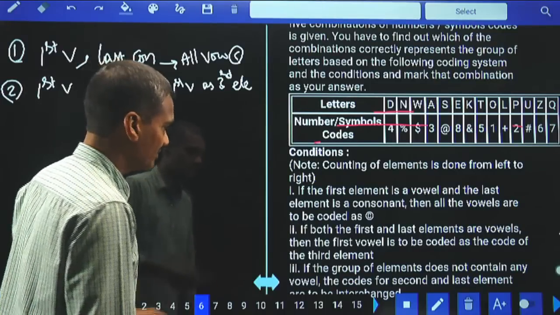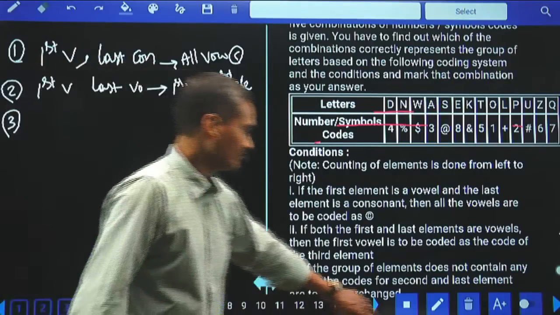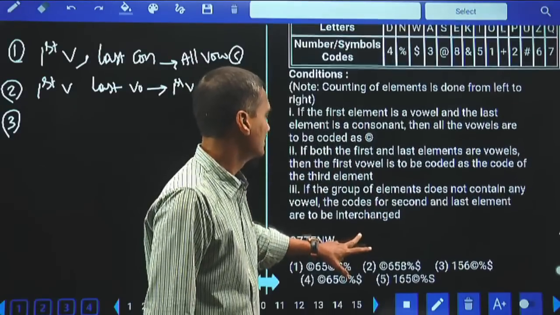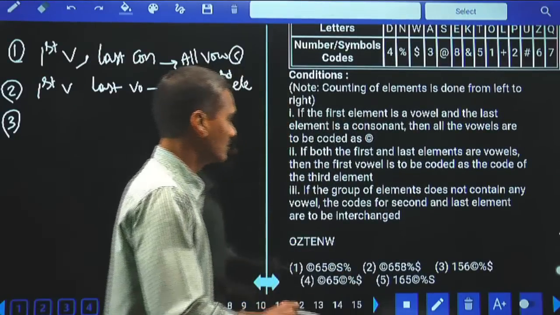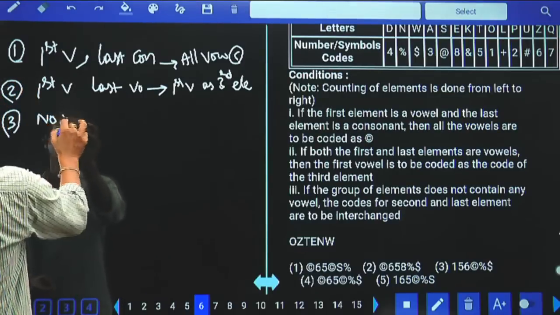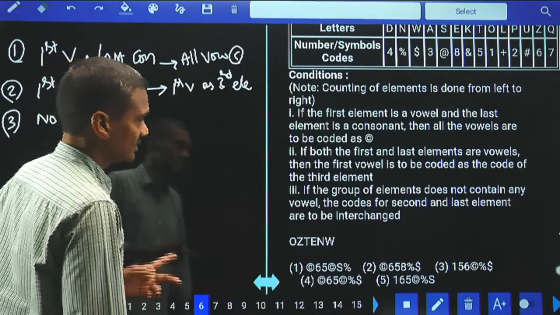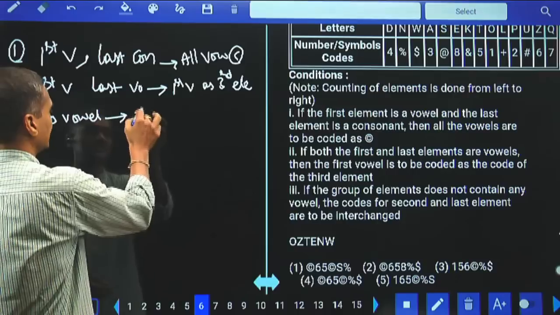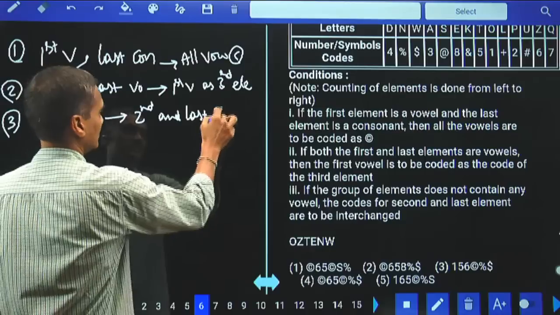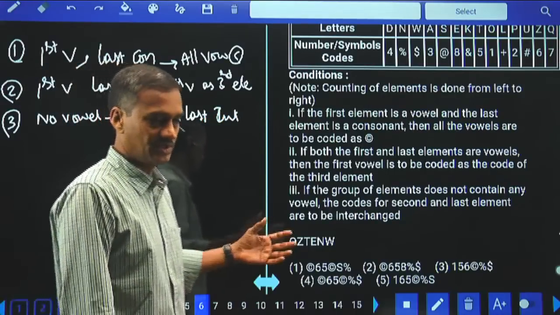Then coming to the third one. Third rule: if the group of elements does not contain any vowel, the codes for the second and the last are to be interchanged. That means no vowel at all. All the given elements are consonants. Then what is the rule here? The codes for second and last element to be interchanged. Second and last, we need to interchange these two, isn't it? Now this is the information given here.